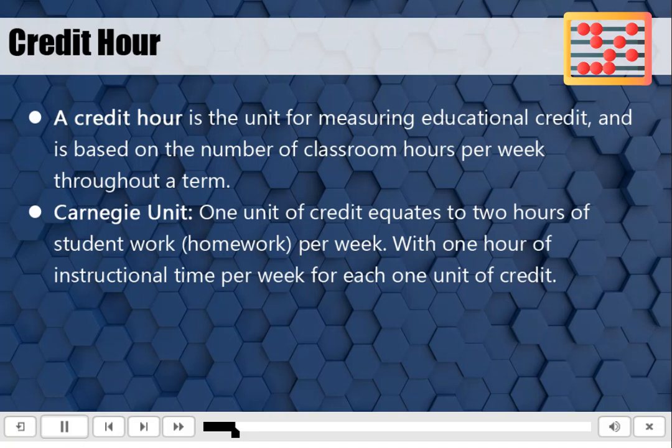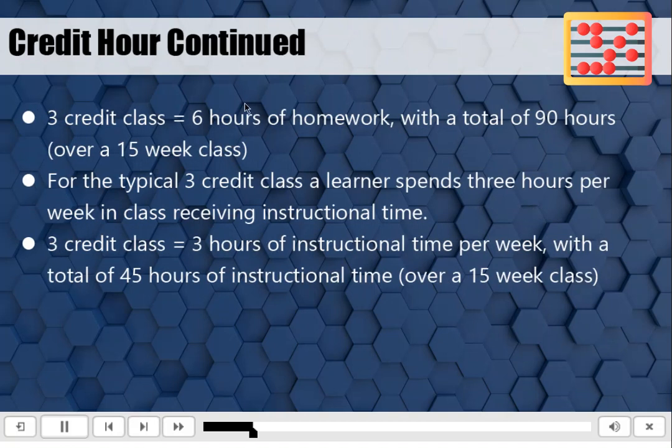So again, these can be a little bit hard to wrap your mind around because they're 2 different terminologies that are used to determine instructional time and homework within a college credit hour. So we're going to go into this a little bit more to hopefully help this out. So in a 3-credit class, like I was saying, you have 60 hours of homework equaling a total of 90 hours over a 15-week class.